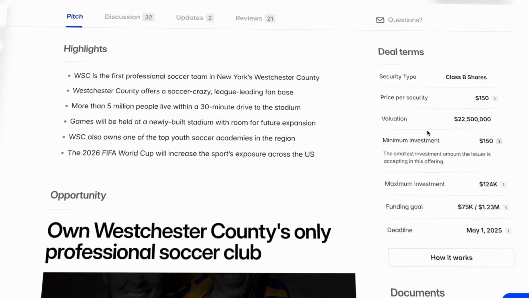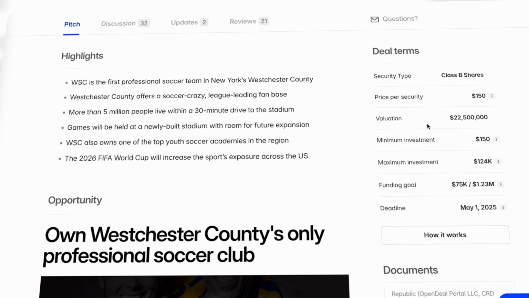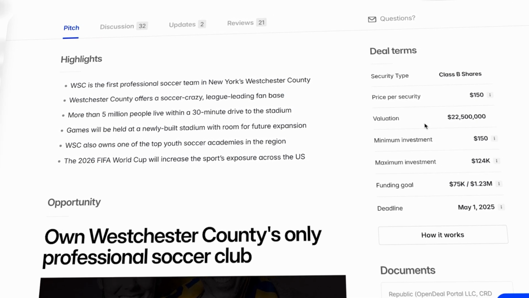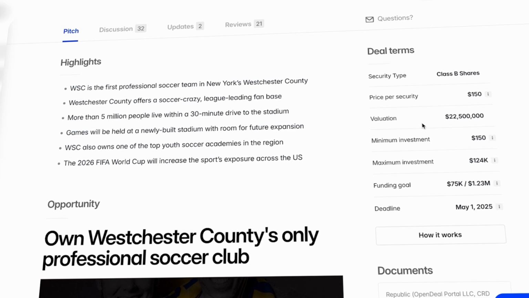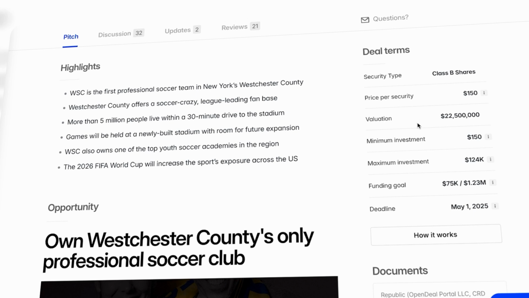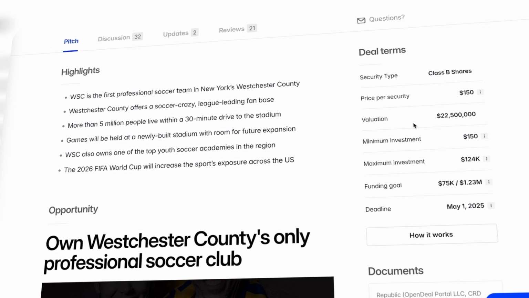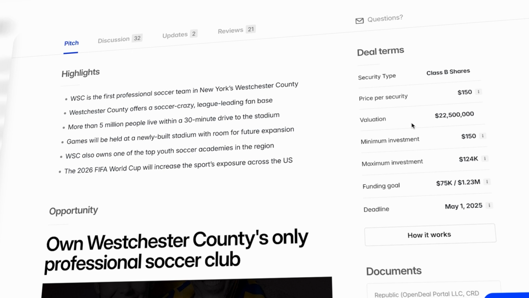A big one that I tend to pay a lot of attention to would be the valuation when it comes to the company, because the valuation is really where they see the company going in the future. It's also going to depend on your industry and also the maturity of the company, the management team, any kind of patents that they might have.